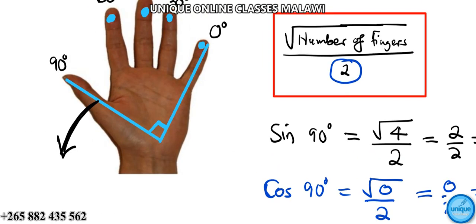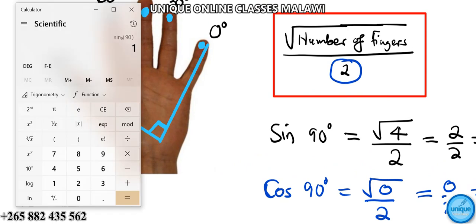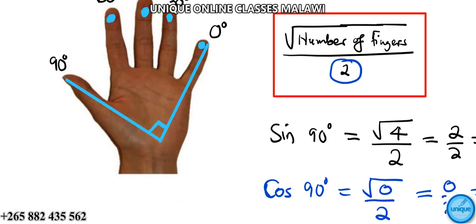Let's prove it using a calculator. Let's see if cos of 90 is indeed 0. So let's put here 90, then cos, you see that the answer gives us 0. Hey guys, this is how we do it.